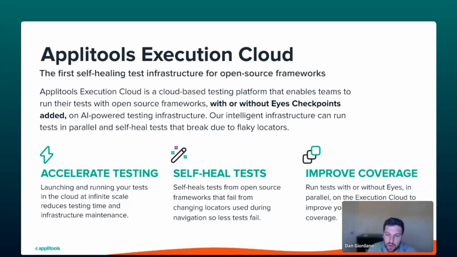And lastly, you'll help improve coverage. Running on the Applitools Ultra-Fast Test Cloud with Eyes, Ultra-Fast Grid, and the Execution Cloud, all within one unified experience, you'll be able to rapidly improve coverage, not only on a single UI, across browsers, and also more scenarios as you're running your tests in parallel at faster speeds.